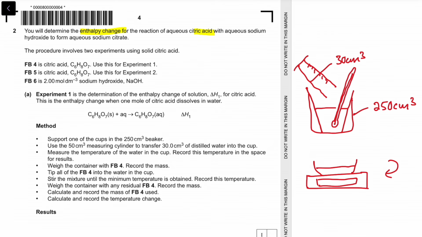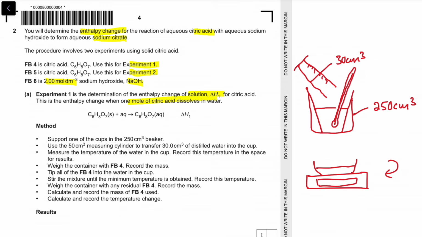with sodium hydroxide to form aqueous sodium citrate. FB4 and FB5 are both citric acid. FB4 is to be used for experiment 1, and then FB5 is to be used for experiment 2. And then FB6 is 2 moles per decimeters cubed of sodium hydroxide. Now, in experiment 1, we're going to determine the enthalpy change of solution for citric acid. This is when 1 mole of citric acid dissolves in water.